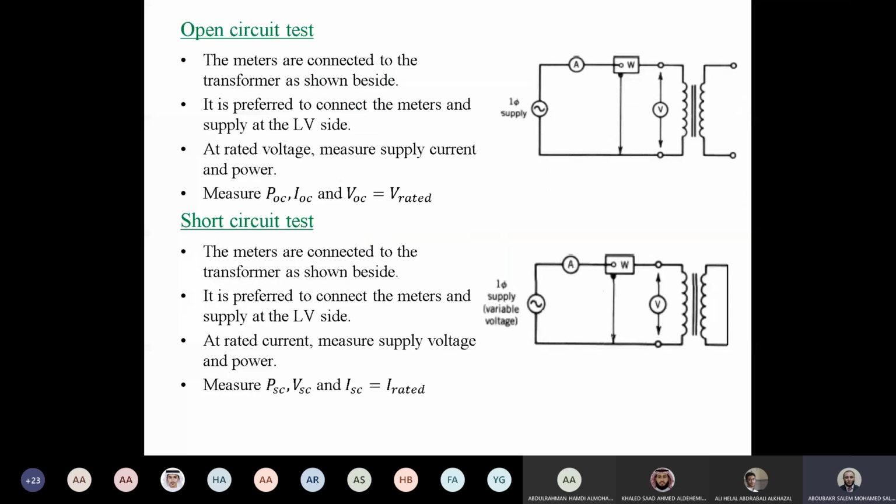Is it clear, guys? Yes, yes. Nice. So in the short circuit test, we apply variable voltage and increase the voltage until reaching the rated current. If you reach the rated current, stop increasing the volt and measure P, V, and I. So the outputs of these tests are nothing but P open circuit, I open circuit, V open circuit, which is V rated, P short circuit, V short circuit, and I short circuit, which is I rated. Okay, guys? These are the tests made in order to identify the transformer parameters.